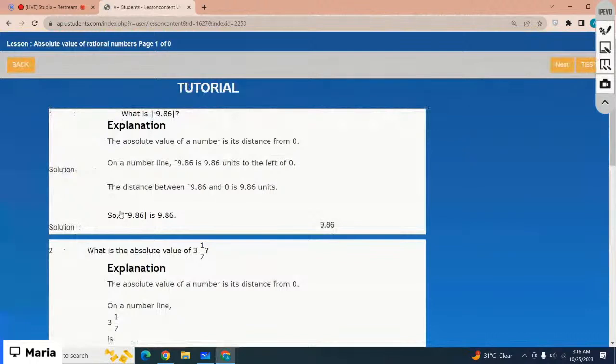Absolute value means a positive value, right? The absolute value of a negative number is always positive. Just look at this one. What is the absolute value of negative 9.86? Negative 9.86 is a negative value. So absolute values are always the positive values, right? No negative sign with absolute value.